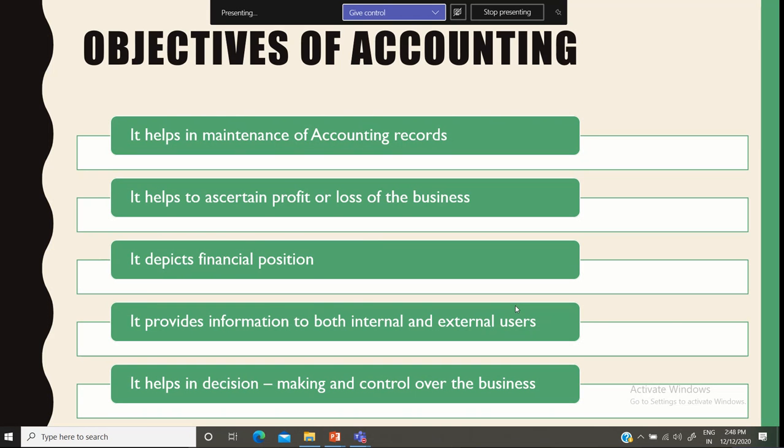And then the next most important thing is that there are some people who are internal users and some who are external users. Internal users are those within the company. If the company is going well, employees will get their usual salary or a hike. And if the company is going well, shareholders will earn a good return and good dividend from the company. Like this, certain people within the company are known as internal users.